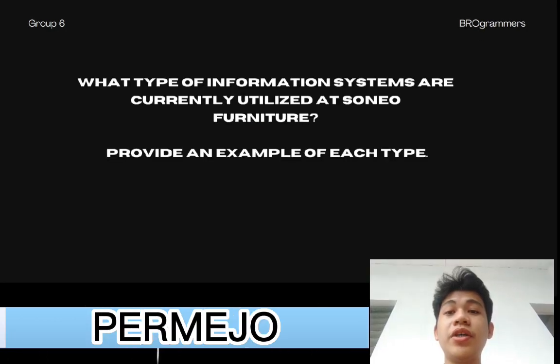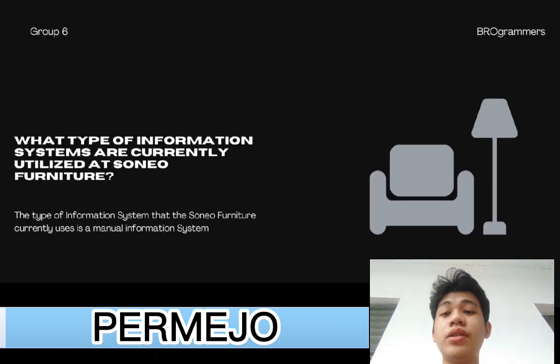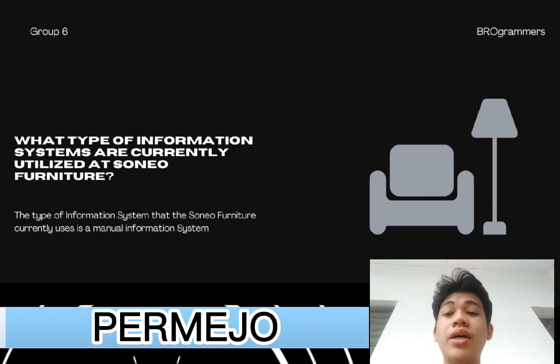What type of information system is currently utilized at Suneo Furniture? Suneo Furniture uses a manual information system. So what is a manual information system? Keeping records manually without the use of a computer is known as a manual system of bookkeeping.